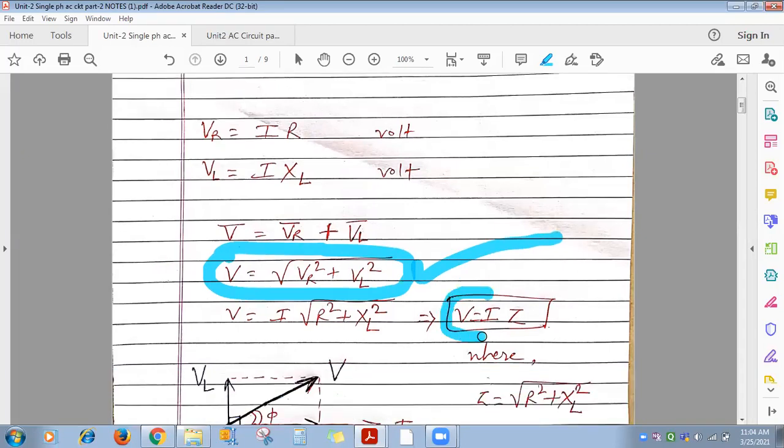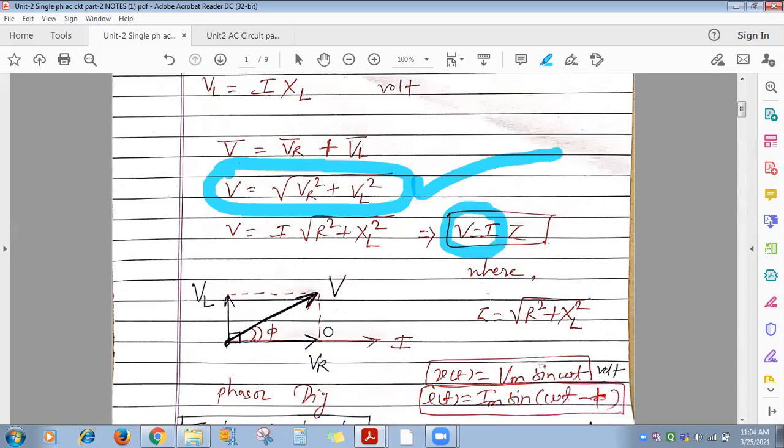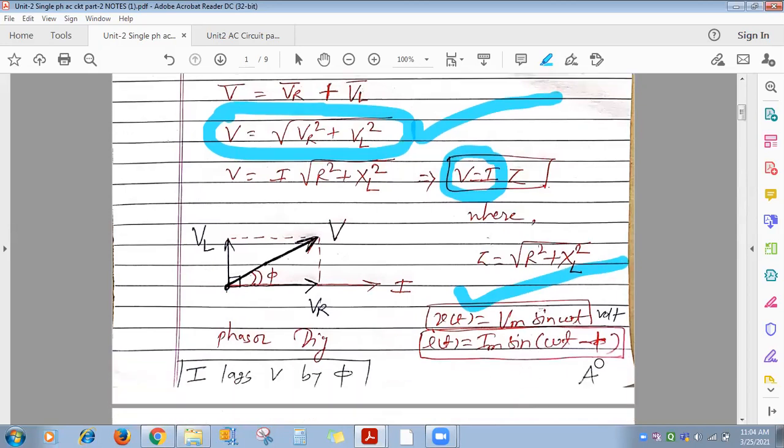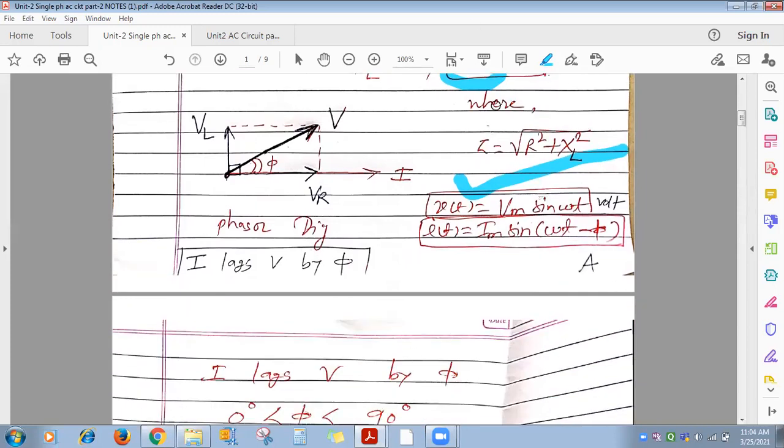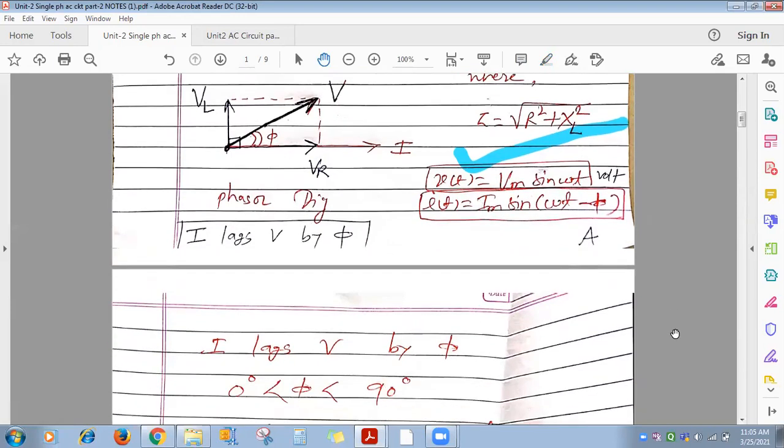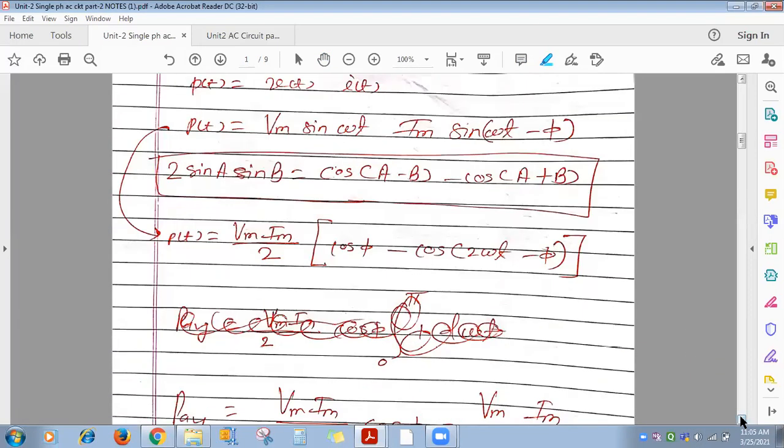Again, here total voltage divided by total current is Z. Phasor diagram, I think, is clear to everyone. We got the expression: V of t equals Vm sin omega t is the applied voltage, I of t equals Im sin of omega t minus phi. Current lags voltage by an angle phi, and phi is between 0 and 90 degrees. So power factor is also between 0 and 1. And the nature of power factor is lagging or leading? Lagging. The nature of power factor is always lagging. So the phasor diagram needs no further explanation.